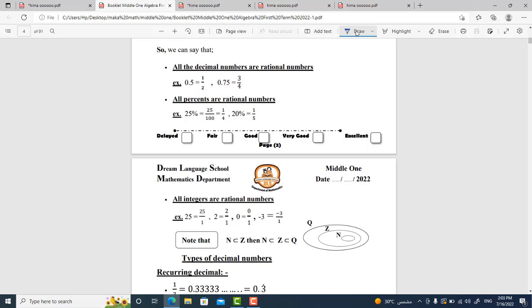Like if I have 0.2, I write 2 over 10. This is a rational number. 0.3 is 3 over 10. 0.5 is 5 over 10. A over b, a over b, a over b. So any decimal number is a rational number. Let's explain this point.